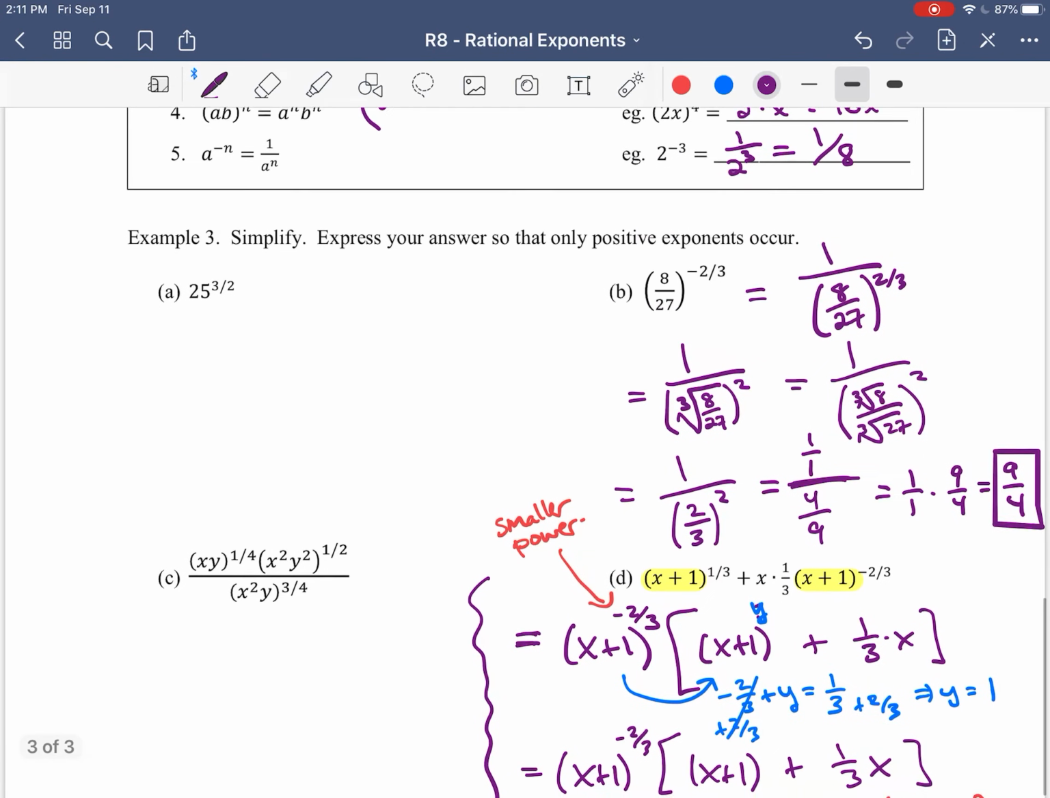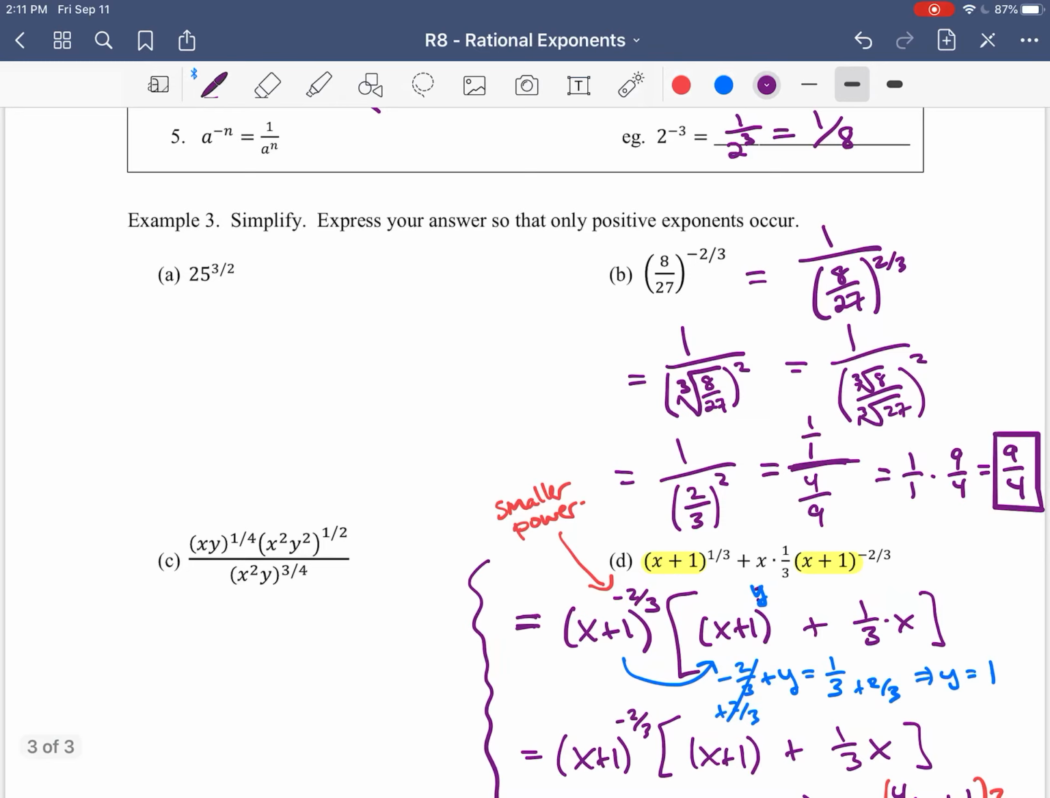So here we want to simplify so that we only have positive exponents. So 25 to the 3 over 2. This is the same as square root of 25 to the power 3, or 25 cubed square rooted. But this way is a bit easier to compute. So because we know the root of 25 is 5, it's going to be 5 cubed, or 125 is 5 cubed.